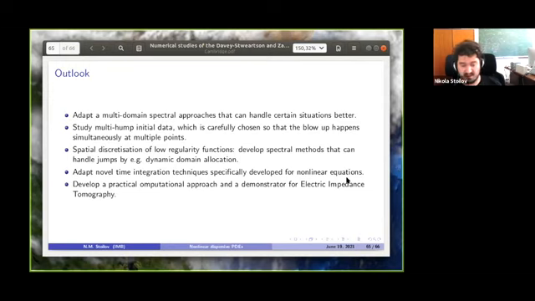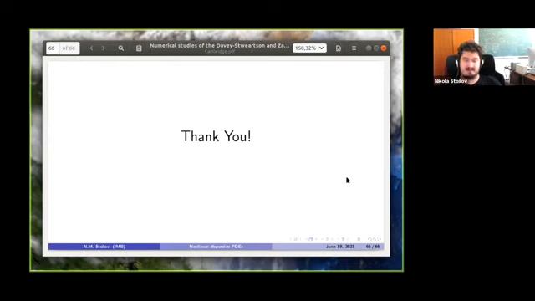There are new time integration techniques, with matching exponential integrators and so on, which are specifically developed for nonlinear equations, which we would like to adopt as time stepping schemes. And finally, we would like to develop a practical computational approach and demonstrator for electric impedance tomography. That's it. Thank you very much.